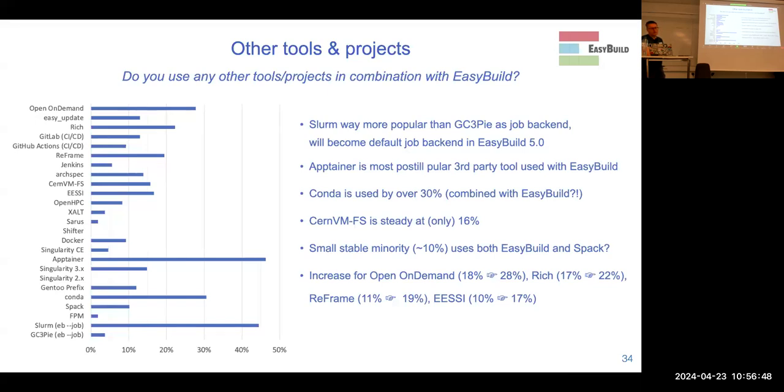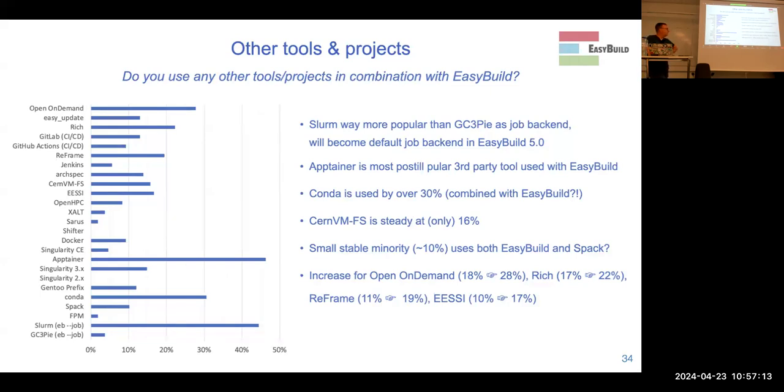Many people are using Apptainer to run container images alongside EasyBuild. I would expect that mostly images they get from anywhere, like from NVIDIA or what else. I'm not sure if that's actually images they're also creating with EasyBuild. I would expect not, but maybe some people are doing that. So how these things are being used is not really clear.